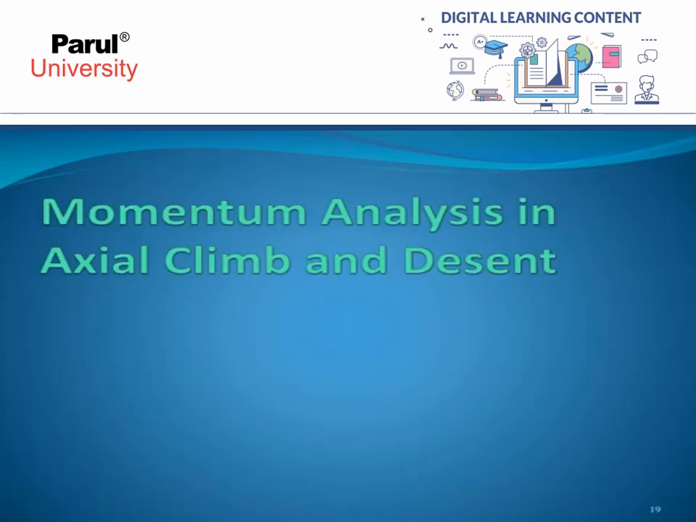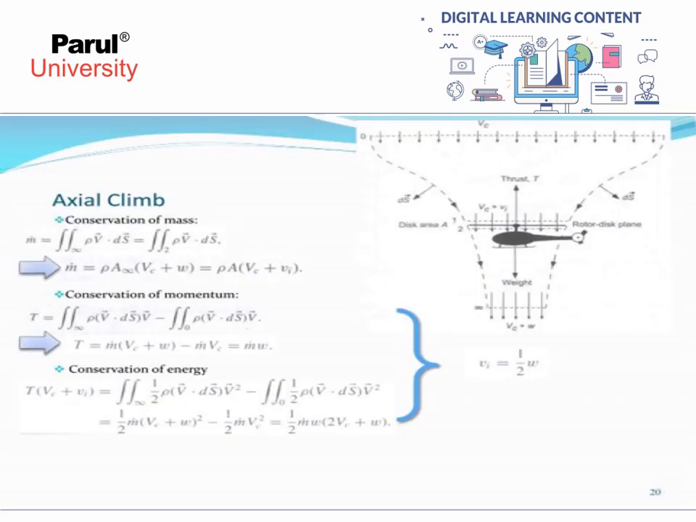Momentum analysis in axial climb and descent. Then in axial climb, the conservation of mass flow rate is equal to the double integration at the infinity line of rho v dS, which is equal to the double integration at point 2 of rho v dS. Mass flow rate is equal to rho A infinity (Vc plus omega), which is equal to rho A (Vc plus Vi). The conservation of momentum: T is equal to the double integration at infinity of rho v dS into v minus the double integration at point 0, the initial point, of rho v dS into v. Now T is equal to m dot (Vc plus omega) minus m dot Vc, equal to m dot omega.